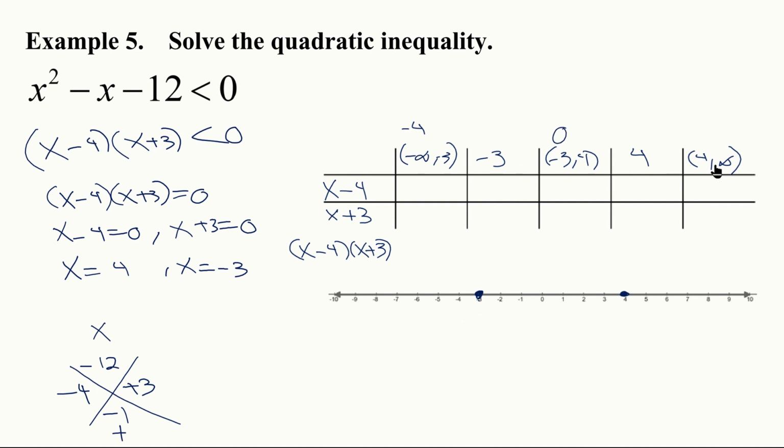And then pick a number to the right of 4, like maybe 5. Like I said, you don't have to go far. All right, now we're going to try these test points. Now, plug in negative 4 into this expression, right? So negative 4 minus 4, that's negative 8. Just put a negative sign here because we're only interested in the sign, okay?